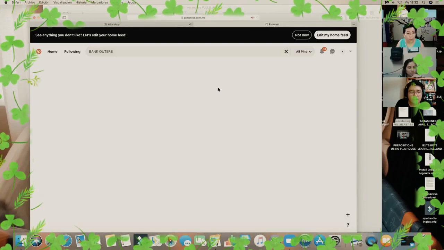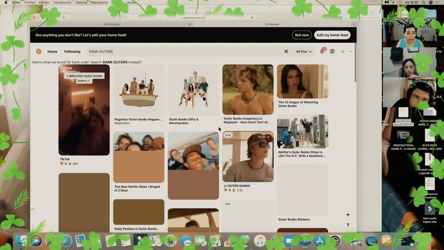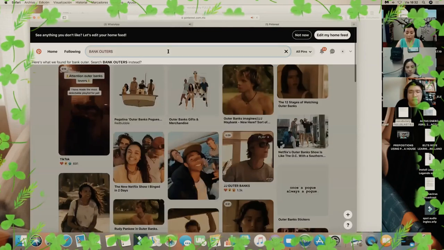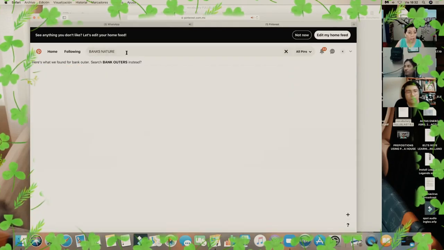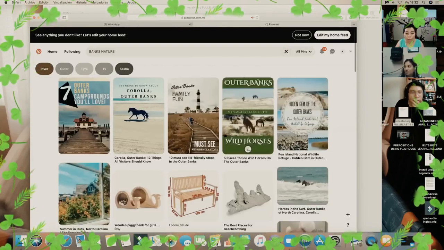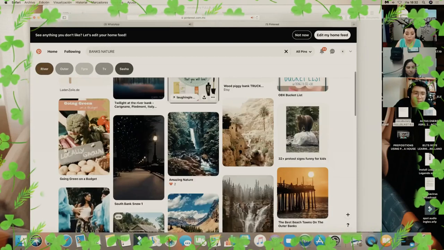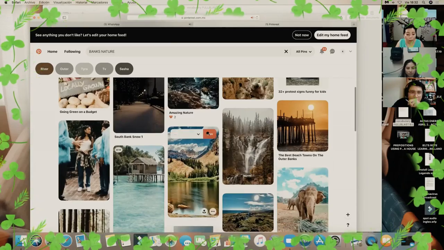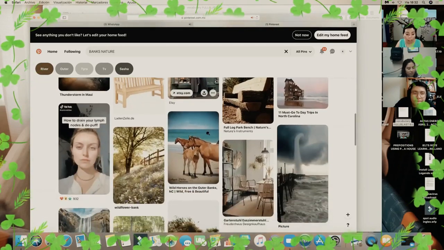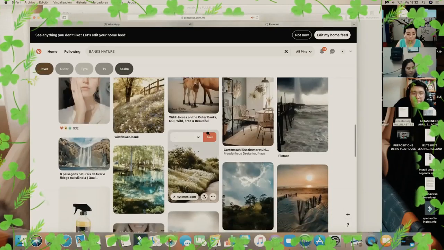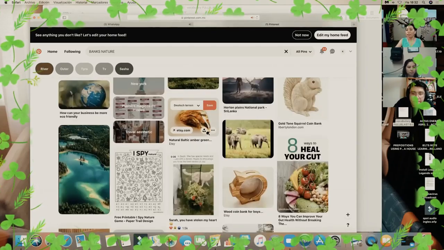Let me see if it appears here. The one that I saw, but I don't remember. See here one clear example, but I don't remember how it was. I also have it in the activity, but I wanted to show you another one. Okay, for example, this one.